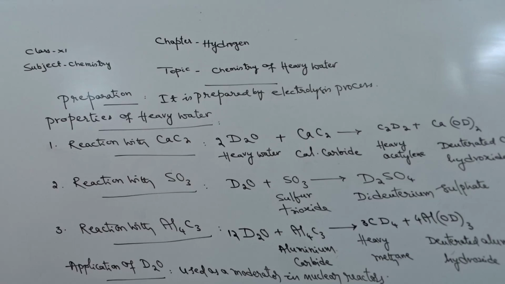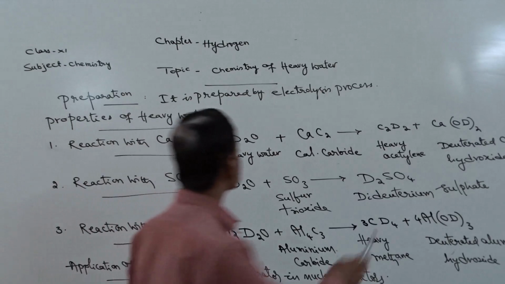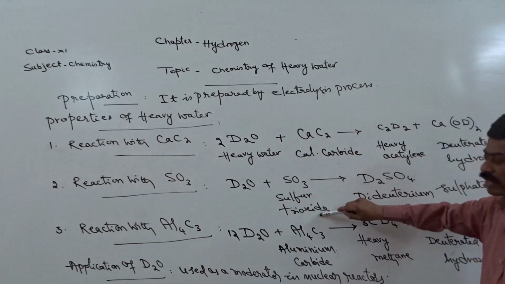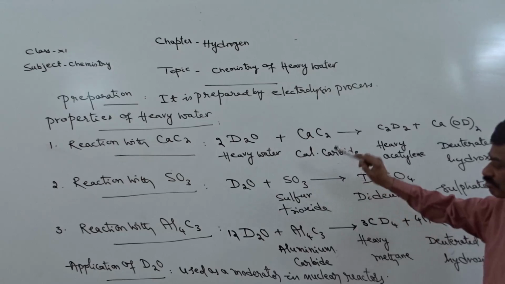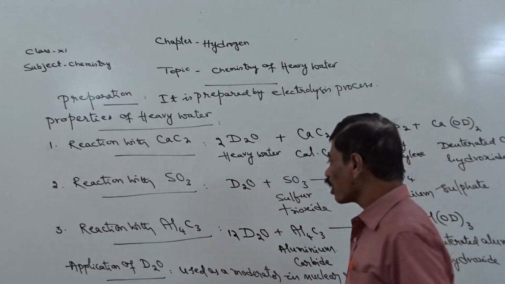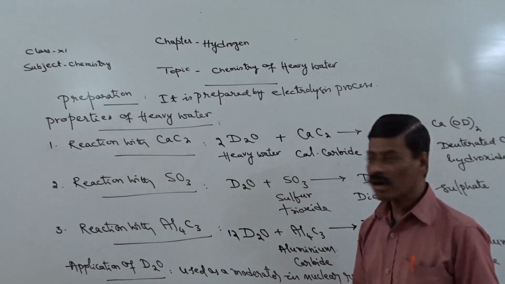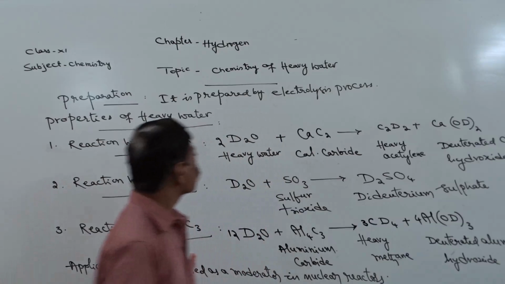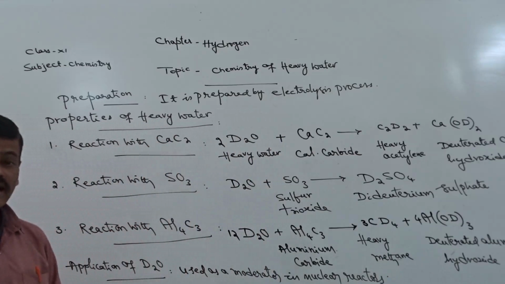So that's about chemistry of heavy water. So chemistry of heavy water has 3 parts. Number 1, preparation. Number 2, properties. And the last one is application or use or importance of heavy water. So that's about importance of heavy water. So with this, the chapter hydrogen is completed.